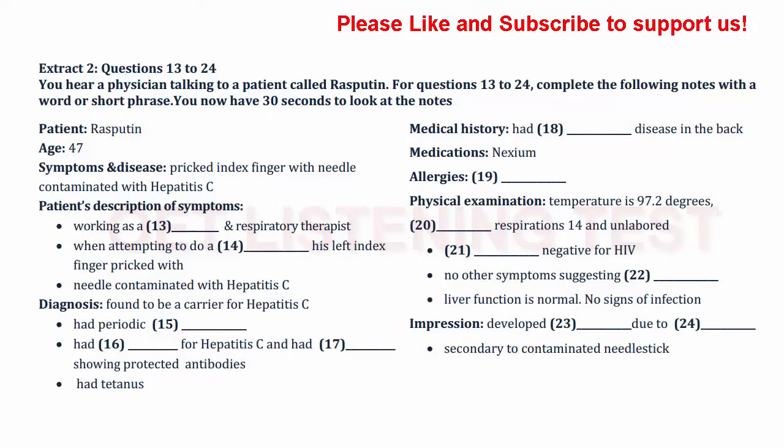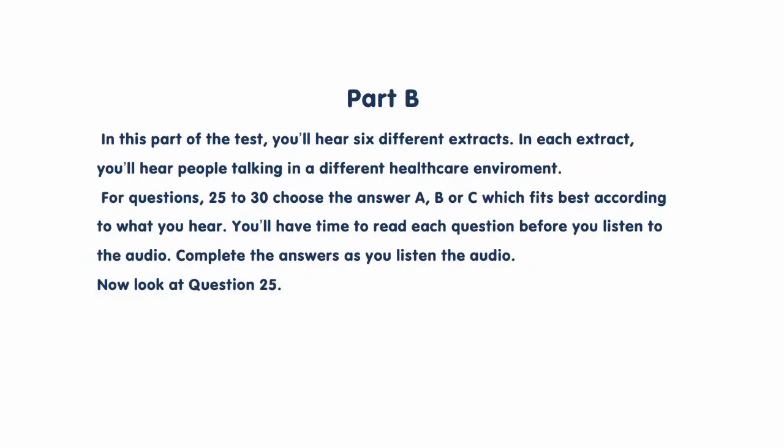Thank you, doctor. That is the end of Part A. Now look at Part B. Part B. In this part of the test, you will hear 6 different extracts. In each extract, you'll hear people talking in a different healthcare environment. For questions 25 to 30, choose the answer A, B, or C, which fits best according to what you hear. You will have time to read each question before you listen to the audio. Complete the answers as you listen to the audio.